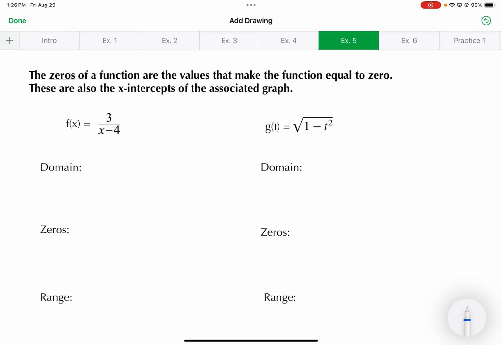Okay. So we've got a couple functions here. We've got 3 over x minus 4, and we want to find the domain, the zeros, and the range. And then we also have a quadratic or a square root function as well. Okay. All right. Let's talk about domain first.